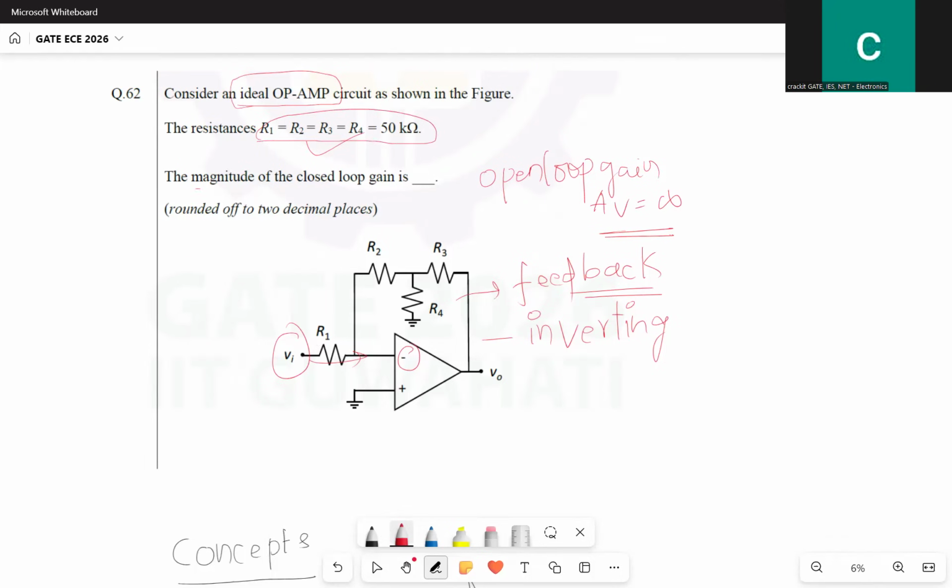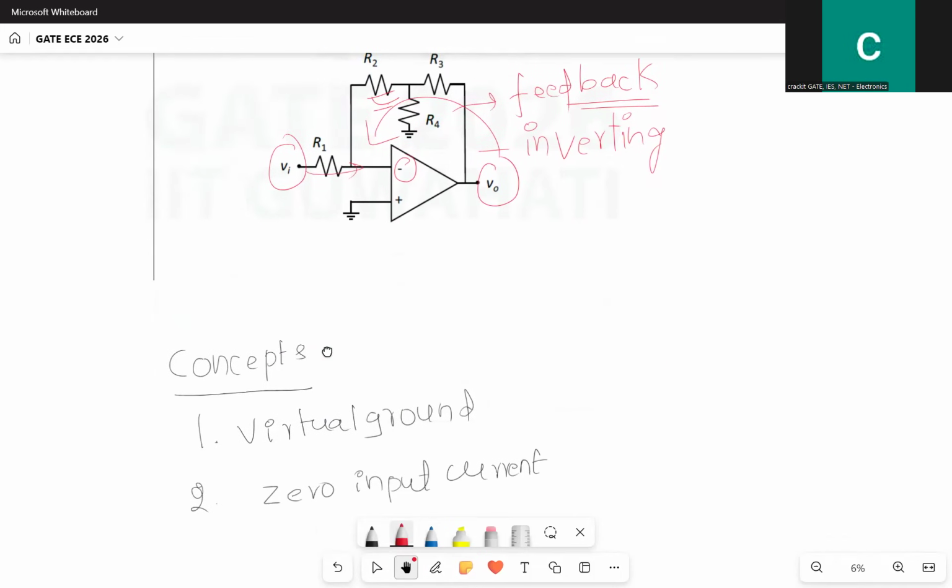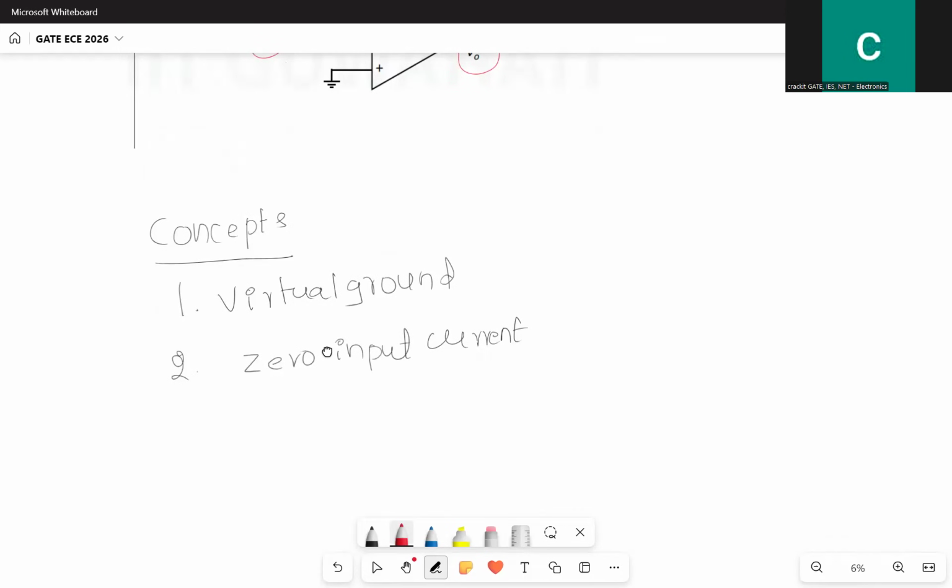What are they asking? The magnitude of the closed loop gain, where the output is fed back to the input using the feedback circuit. Now we'll see what concepts we need. The first concept we need is the virtual ground concept.